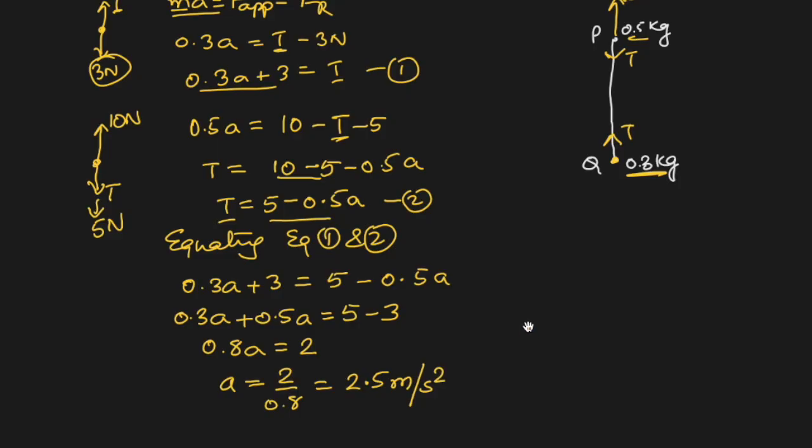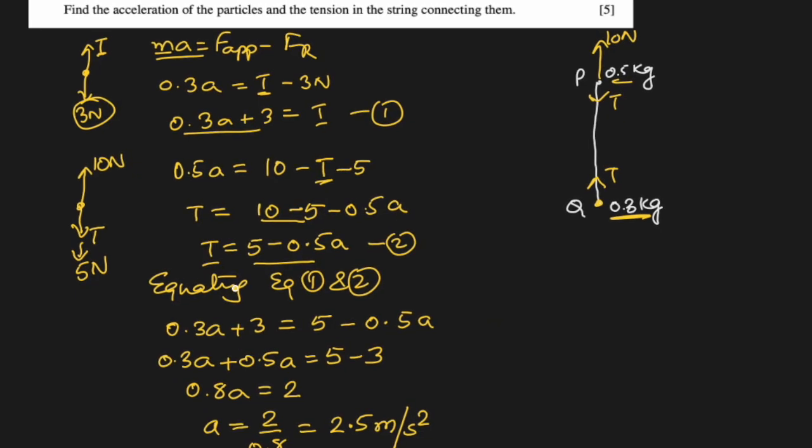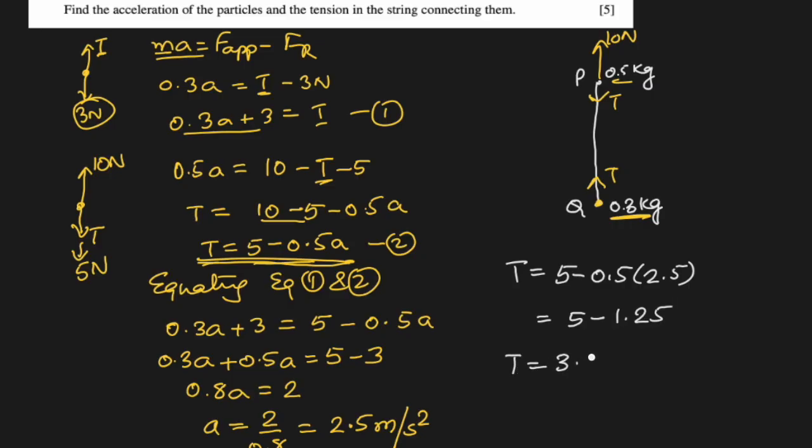We found the acceleration. What about the tension? So we can use any one of the equations. Let me use this one. So T equal to 5 minus 0.5, acceleration is 2.5, which is 5 minus 1.25, which is T is equal to 3.75 newtons. Got both of them.